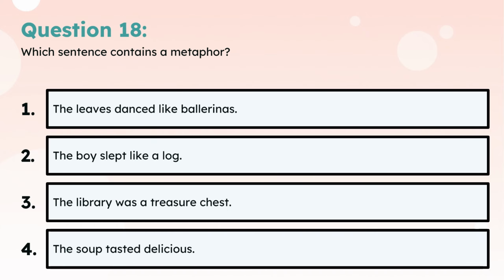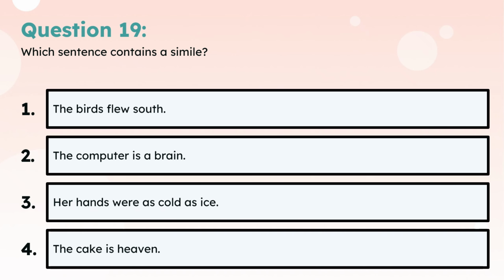Question 18. The correct option is sentence 3. The library was a treasure chest. Question 19. The correct option is sentence 3. Her hands were as cold as ice.